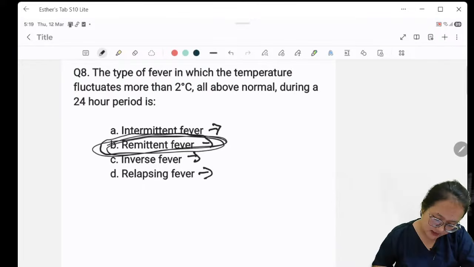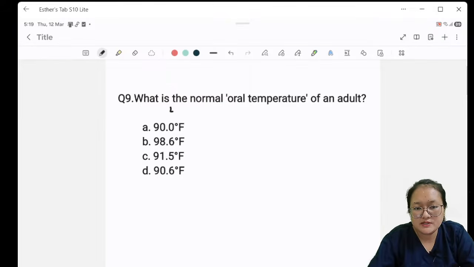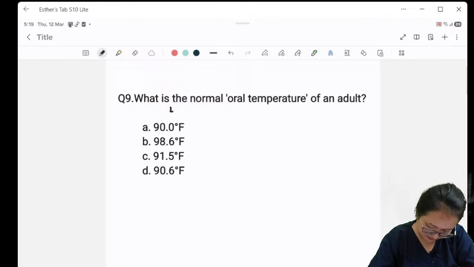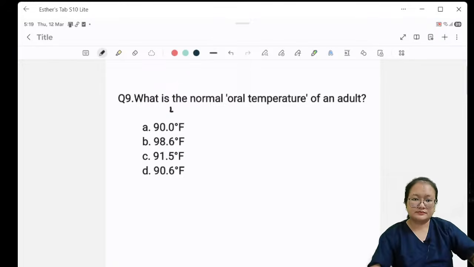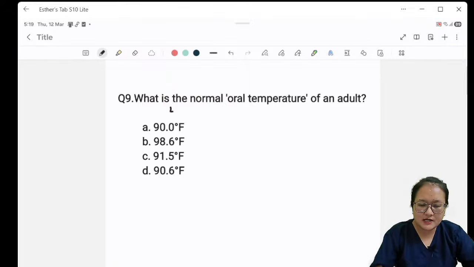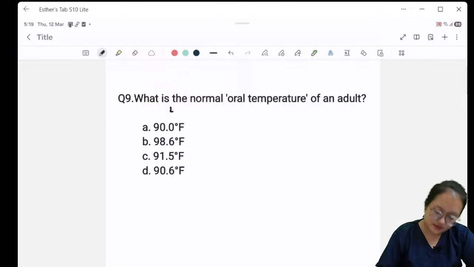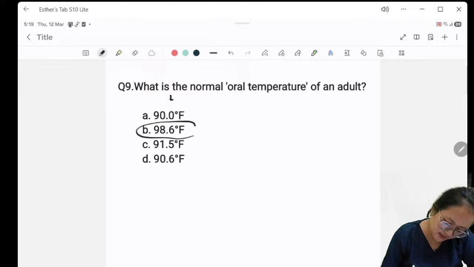Going to the ninth question, what is the normal oral temperature of an adult? We have A 90 Fahrenheit, B 98.6, C 91.5 Fahrenheit, and D 90.6 Fahrenheit. Okay, so the right answer is B. B is the right answer, 98.6 Fahrenheit, or it can be 37 degrees Celsius.